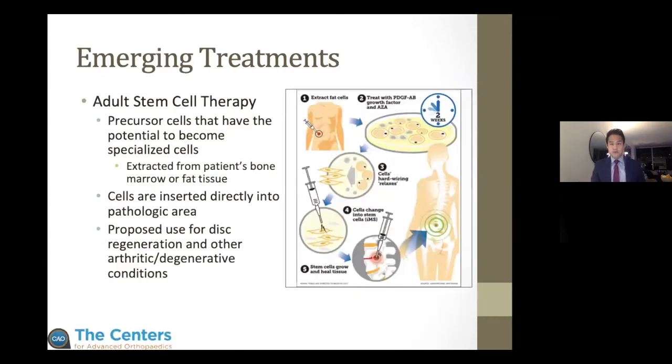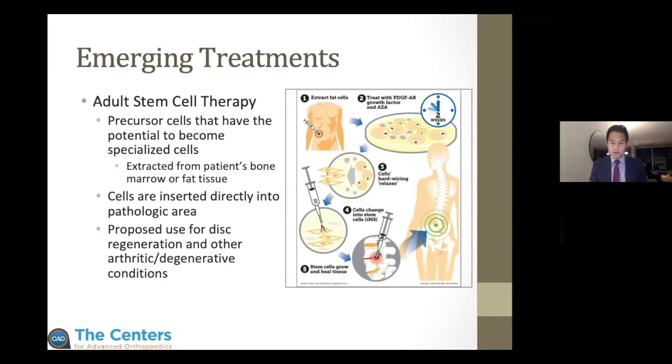Other emerging treatments that we're still studying that are on the horizon and represent the next wave of conservative spinal treatment options are adult stem cell therapy. Stem cells are precursor cells in your body that have not figured out exactly what they want to become yet. They're precursor cells that we can extract from your own bone marrow or fat tissue, and then we can inject them directly into whatever pathologic area you have. And the hope is that the cells can then differentiate to regrow things that typically don't regrow.